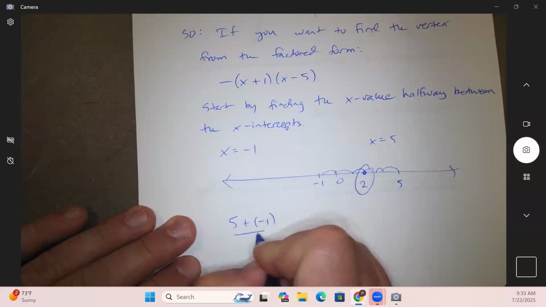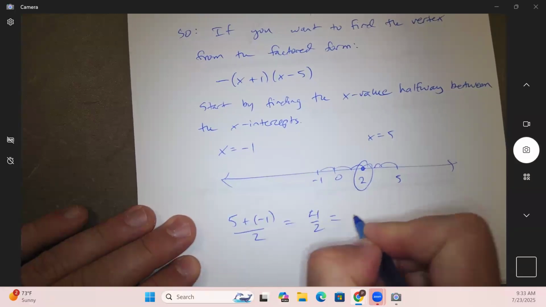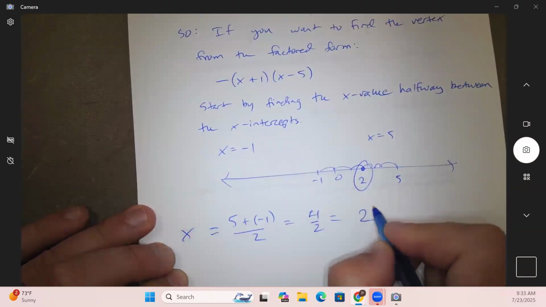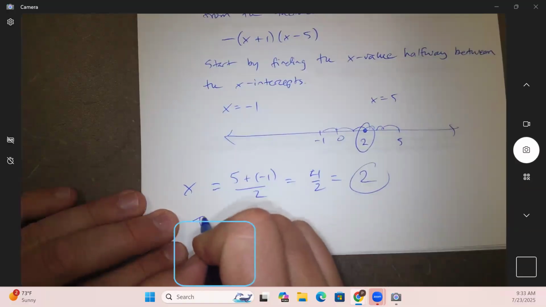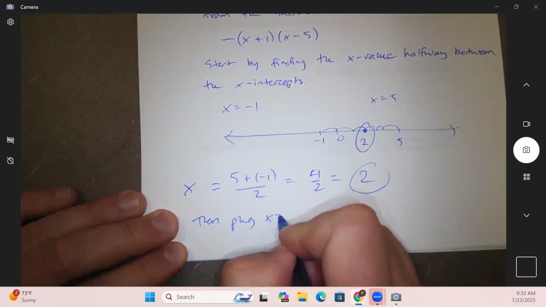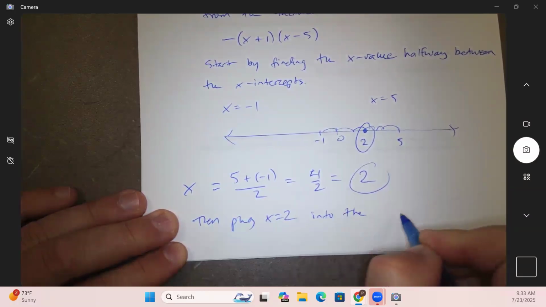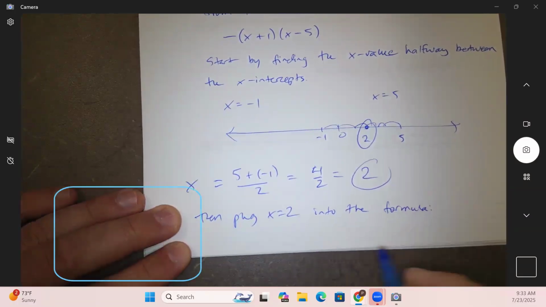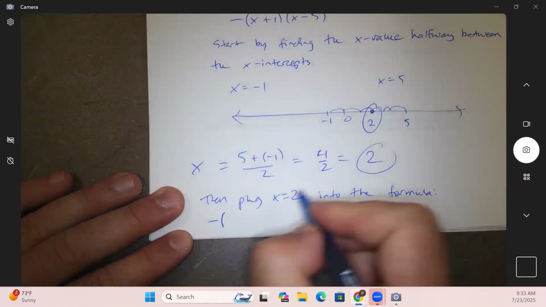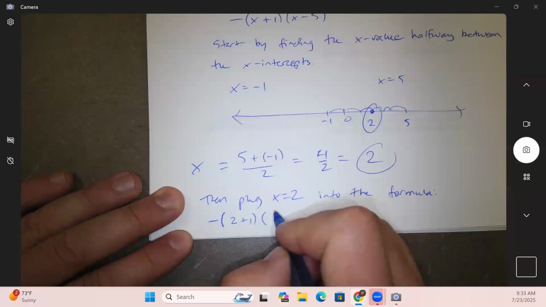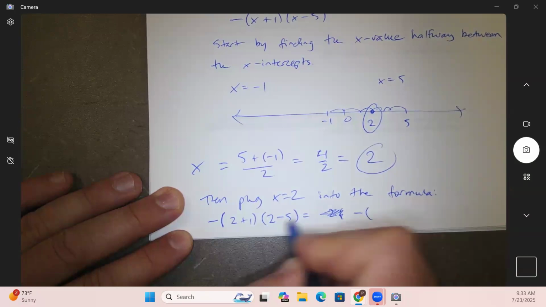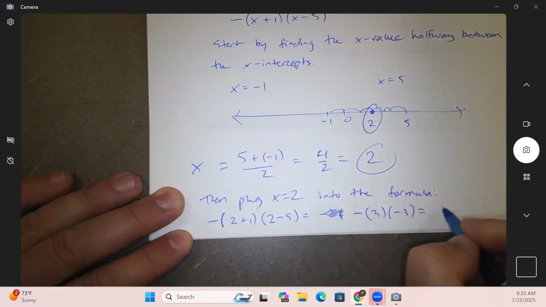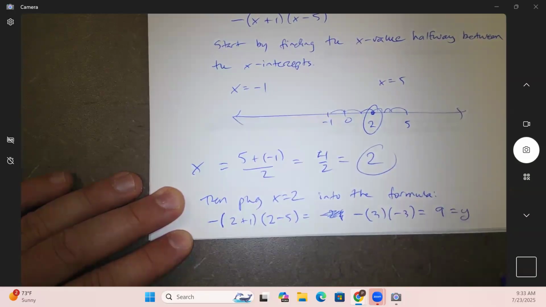5 plus -1 over 2 is 4 over 2, which is the x value, right? Just add those 2 x-intercepts, divide by 2, that'll get you the halfway point. Then plug x equals 2 into the formula. Minus 2 plus 1 times 2 minus 5 is negative 3 times -3, which is 9. And that's the y value.